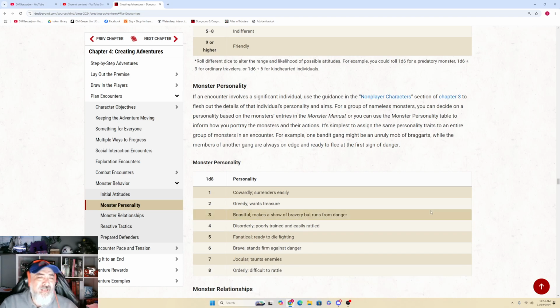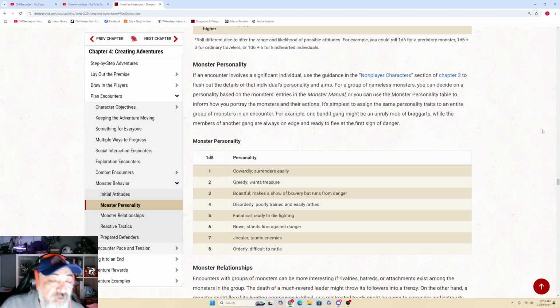Monster personality. If an encounter involves a significant individual, use the guidance in the Non-Player Characters section of Chapter 3 to flesh out the details of that individual's personality and aims. For a group of nameless monsters, you can decide on a personality based on the monster's entry in the Monster Manual, or you can use the monster personality table to inform how you portray the monsters and their actions. It's simplest to assign the same personality trait to an entire group of monsters in an encounter. For example, one bandit gang might be an unruly mob of braggarts, while the members of another gang are always on edge and ready to flee at the first sign of danger.